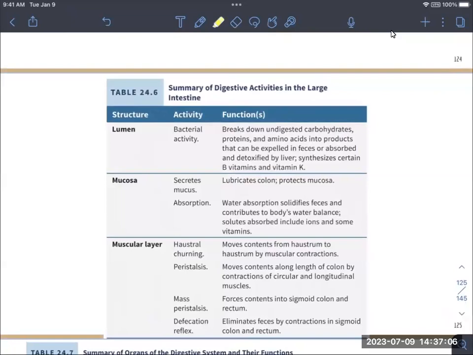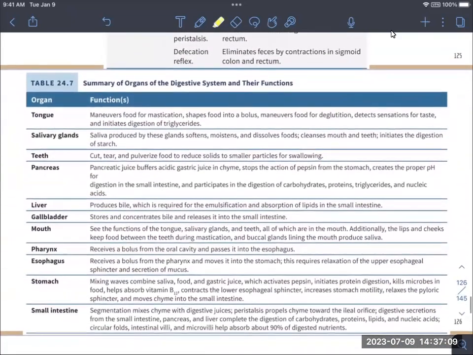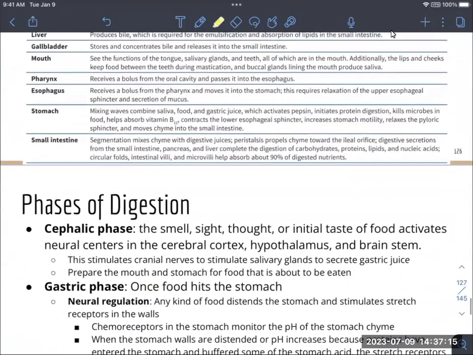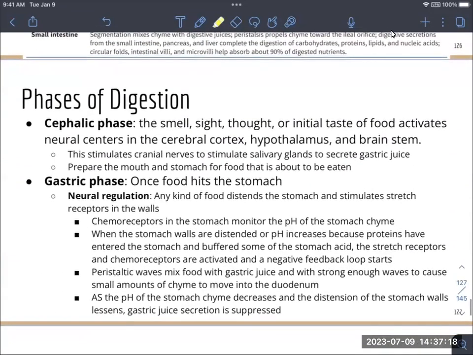So here's the different parts of the large intestine and how they help. And here is a nice chart that goes through all of the different organs and their functions of the digestive system. So let's look at the different phases of digestion here. We have this cephalic phase of digestion. And during this cephalic phase, the smell, sight, thought, or that initial taste of food is actually going to stimulate that cerebral cortex, hypothalamus, and brainstem. And what it does is it stimulates salivary glands to secrete their juices, and it gets your mouth and your stomach ready for the food.